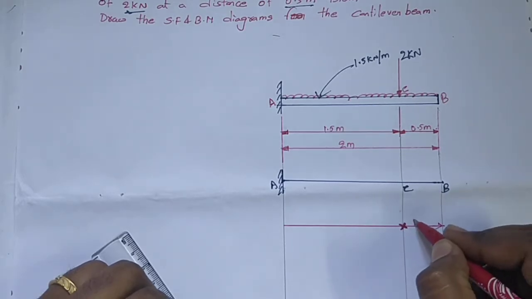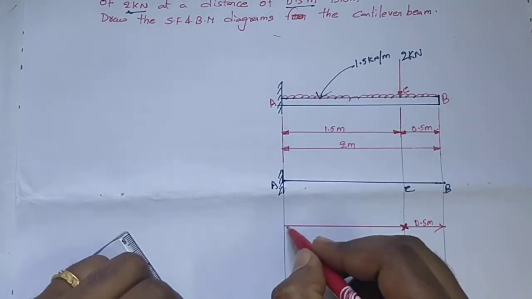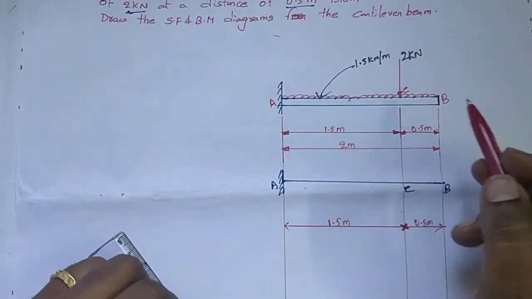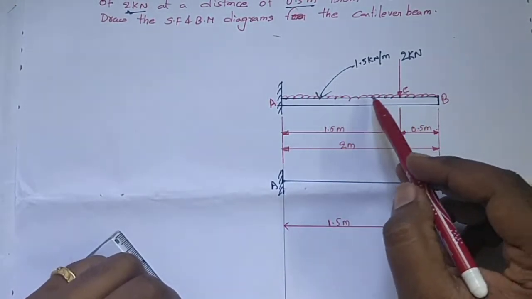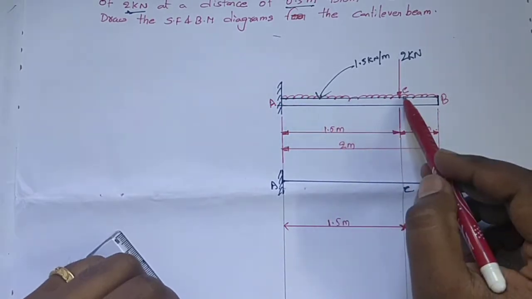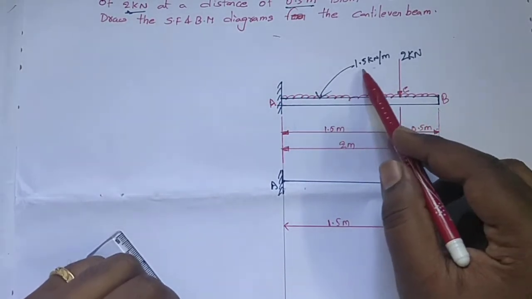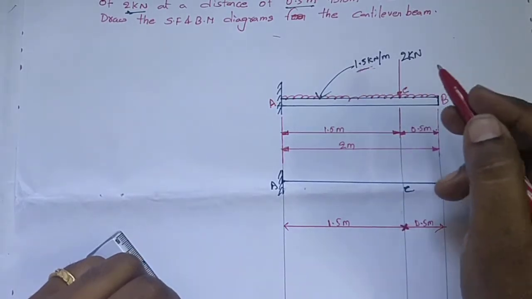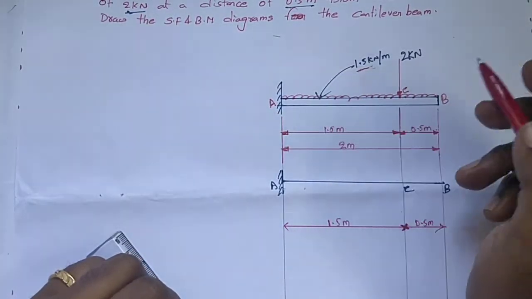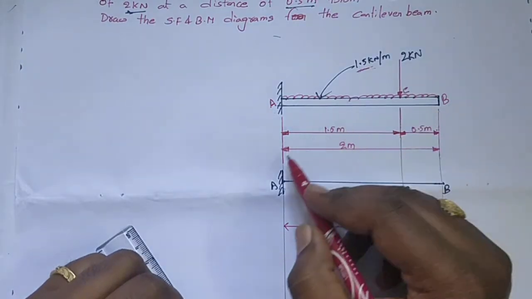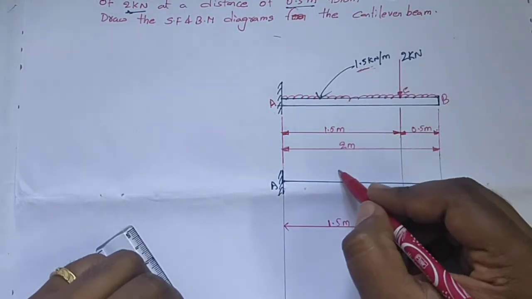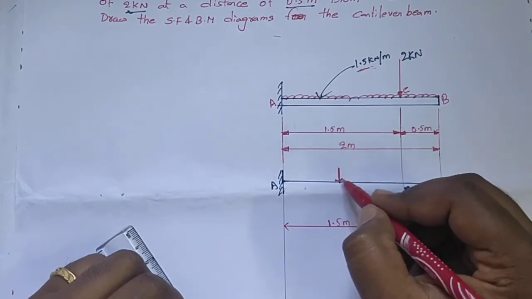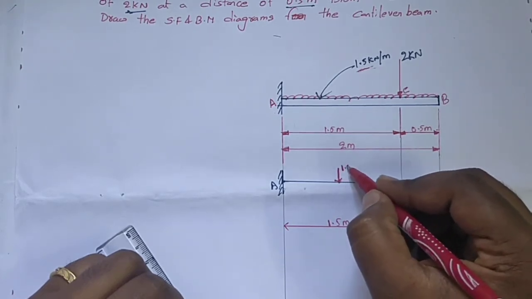This is 0.5 meters and this length is 1.5 meters. Okay, here I am dividing this UDL load into 2 parts from A to C. A to C acting load is 1.5 kilonewton per meter. The distance A to C is 1.5, so the midpoint of A to C is this point. The load acting at this point is 1.5.